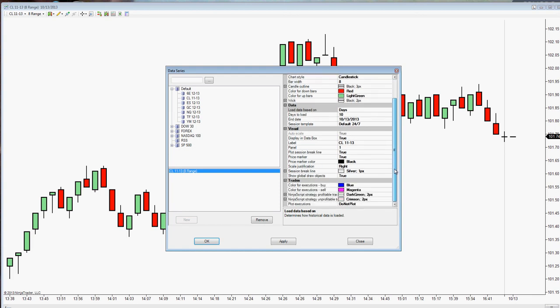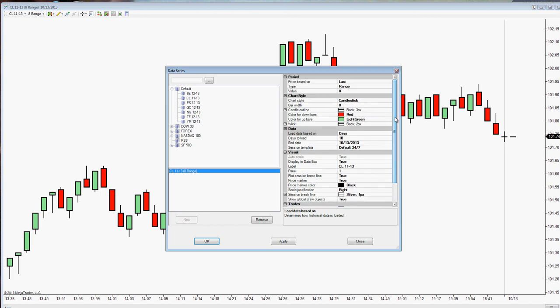And under plot executions, I have do not plot. I do not want to see my trades on the chart. After a while, they crowd it and they complicate it. They make it more difficult for you to be able to examine price action.